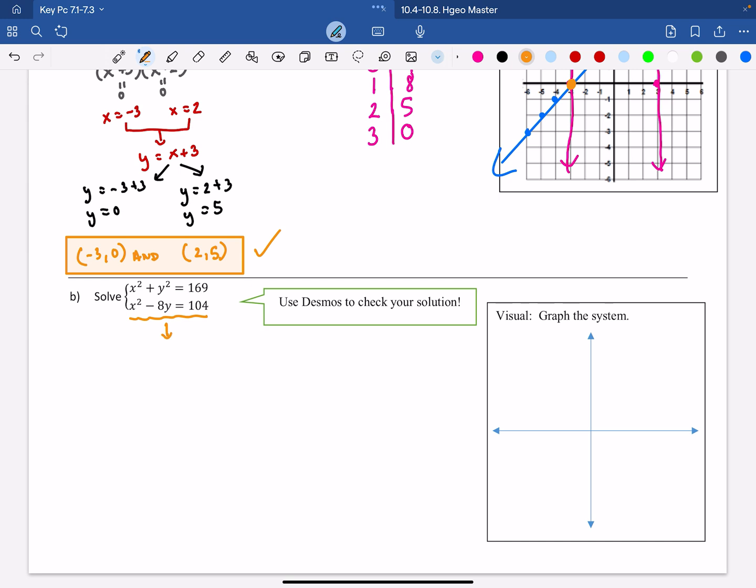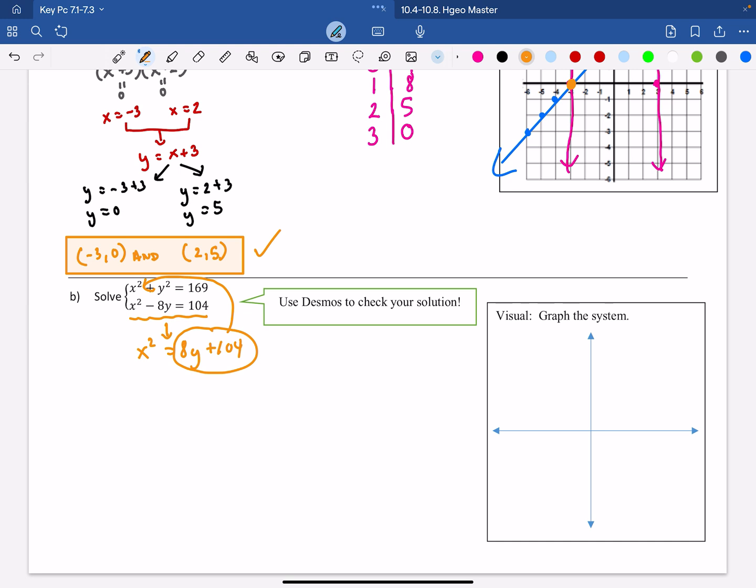So I'm going to take this equation and I'm going to solve for x squared, and I get 8y on the other side plus 104. And what I'm going to do is I'm going to take this and I'm going to substitute it in for the other equation where I see an x squared, because that is now going to give me an equation that has y squared.